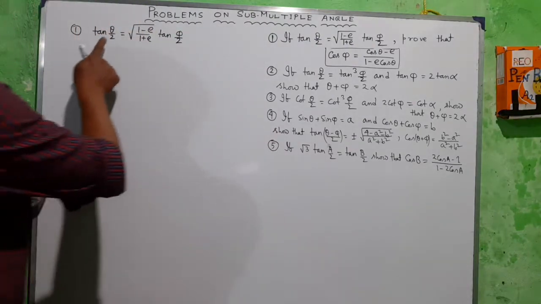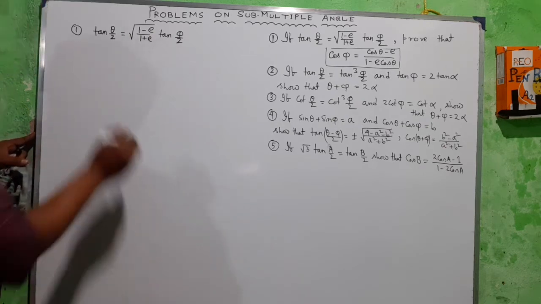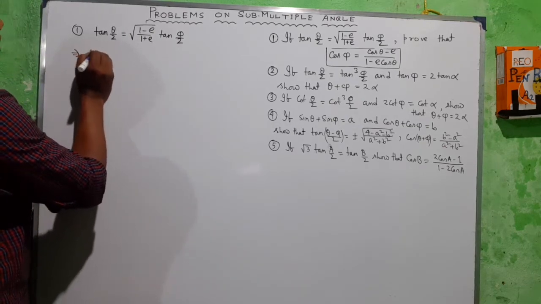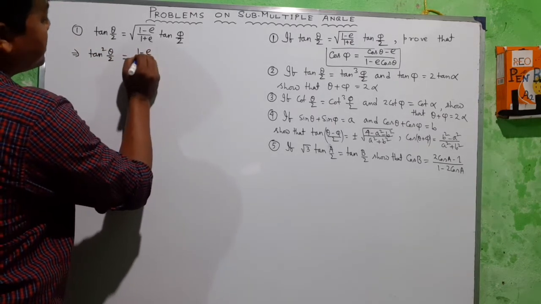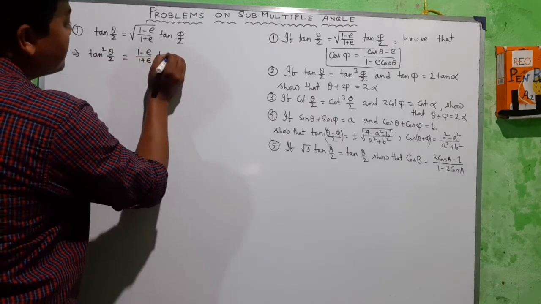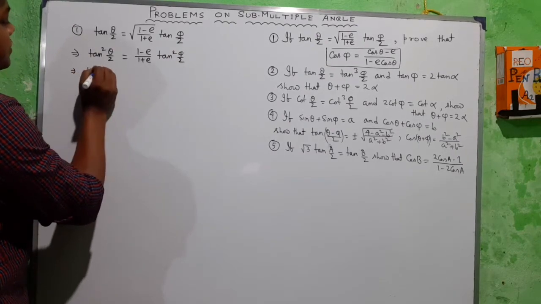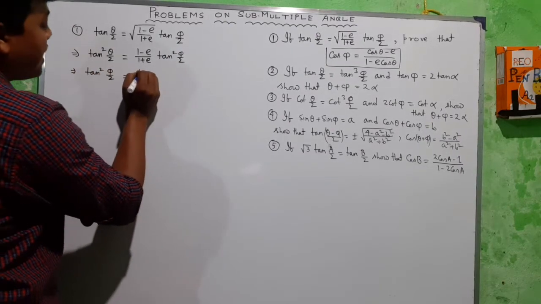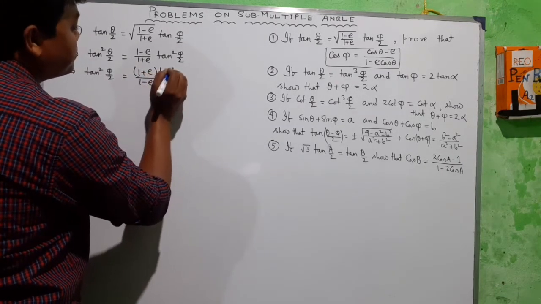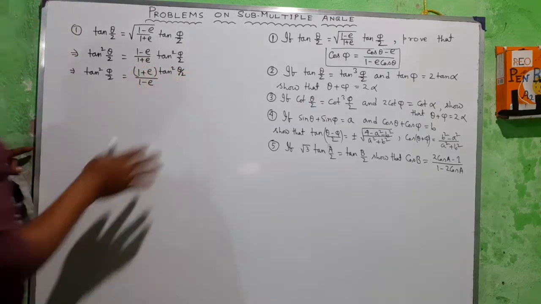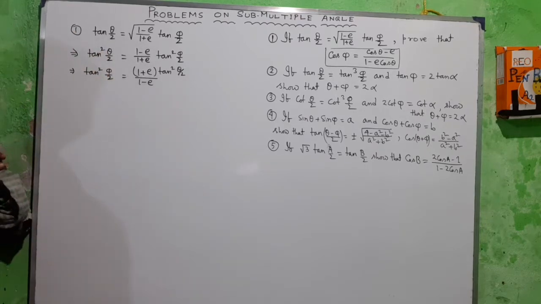So that gives tan theta by 2 equals square root of (1 minus e) by (1 plus e) tan phi by 2. Now squaring both sides we get tan square theta by 2 equals (1 minus e) by (1 plus e) into tan square phi by 2. So tan square phi by 2 equals (1 plus e) by (1 minus e) into tan square theta by 2. Just cross multiply here.